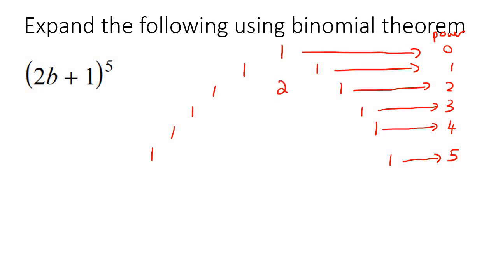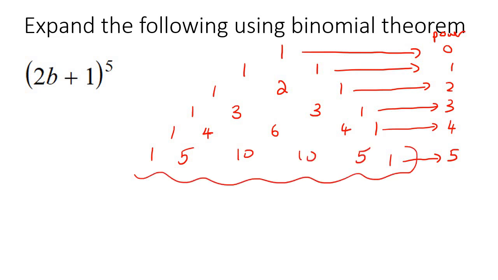Now we just go full in. So that's a 3, a 3. 1 plus 3 is 4. 3 plus 3 is 6. 3 plus 1 is 4. 1 plus 4 is 5. 4 plus 6 is 10. 6 plus 4 is 10. 4 plus 1 is 5. So these are the numbers that we are looking for. So what we'll do is we'll just go write them down.